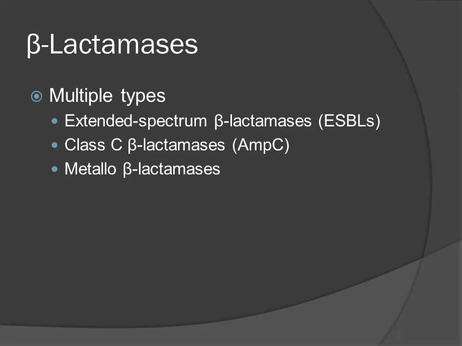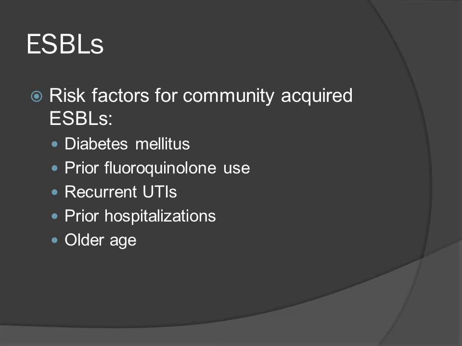So this is really scary. Folks are developing bugs that are resistant to all of our common antibiotics without having any real risk factors for resistance. I mean, this is actually pretty frightening stuff. Risk factors for community-acquired ESBLs include diabetes, prior fluoroquinolone use, because basically you've obliterated the normal flora and you've selected for the resistant microbes, recurrent UTIs, prior hospitalizations, and older age.